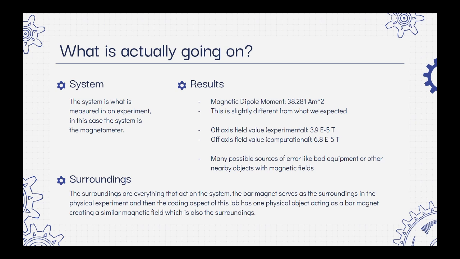Our off-axis value experimental was 3.9 times 10 to the negative 5, and our off-axis value computational was 6.8, the magnitude, which was quite different. There are many possible sources of error, like bad equipment or nearby objects with magnetic fields, but that's just how it is. So, lab questions.